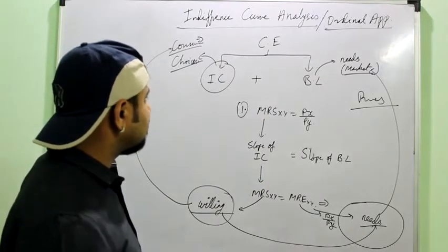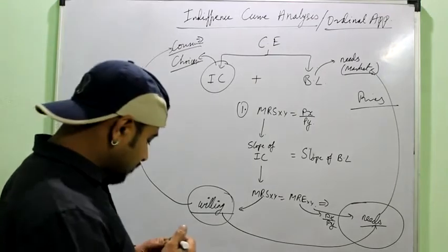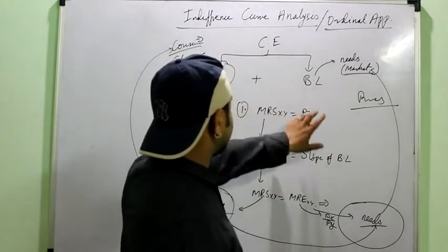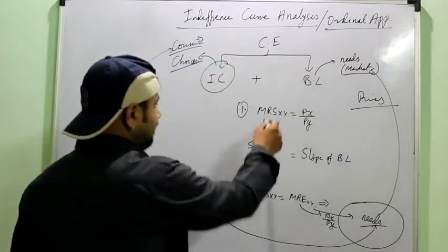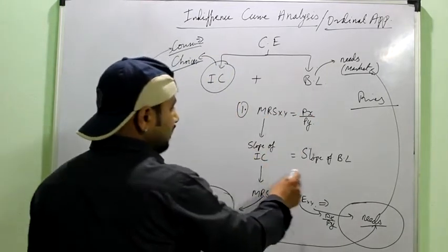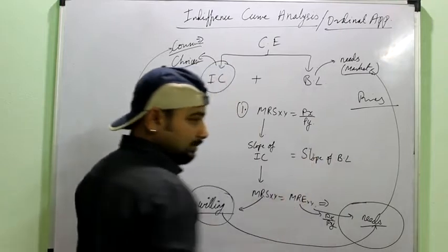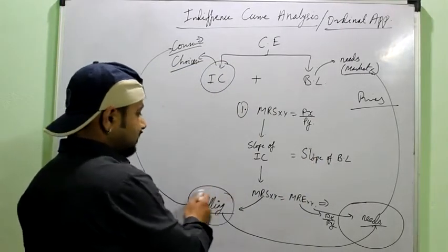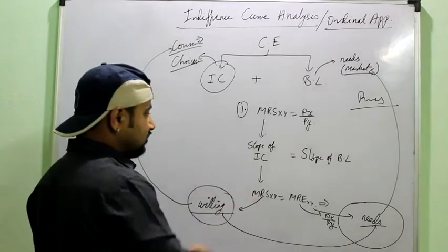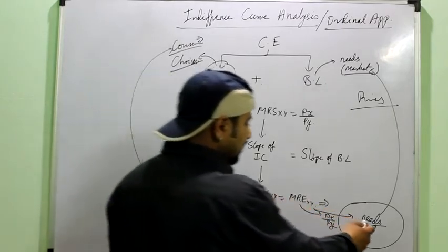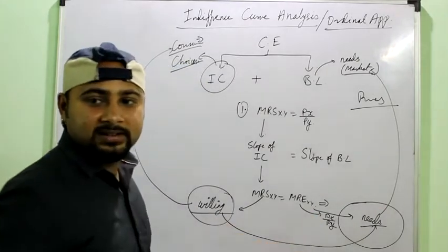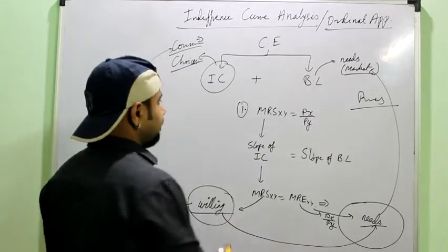Very often it is asked in the form of question and answer. So whenever you are to explain it, you have to write that MRS XY is equal to PX upon PY. It simply means that the slope of the indifference curve is equal to the slope of the budget line, and then you have to define. It means that if the willingness of the consumer at which he is willing to substitute the goods tallies with the rate at which he needs to substitute the goods, that point is said to be his equilibrium, right?